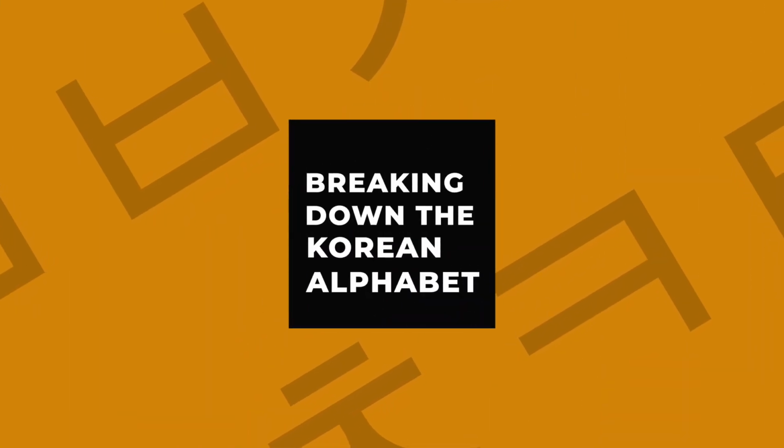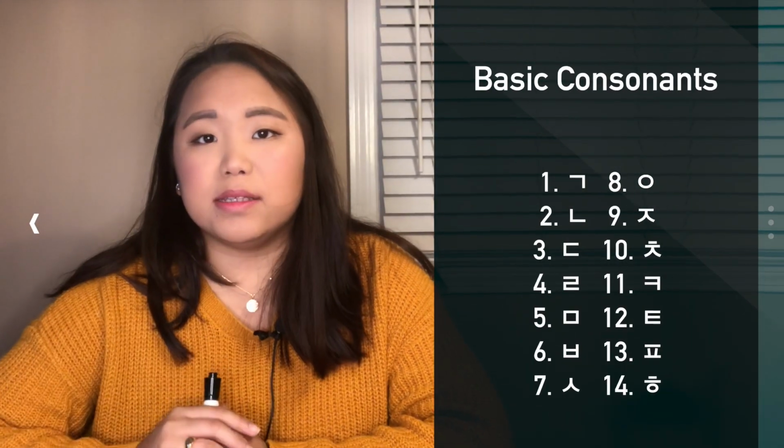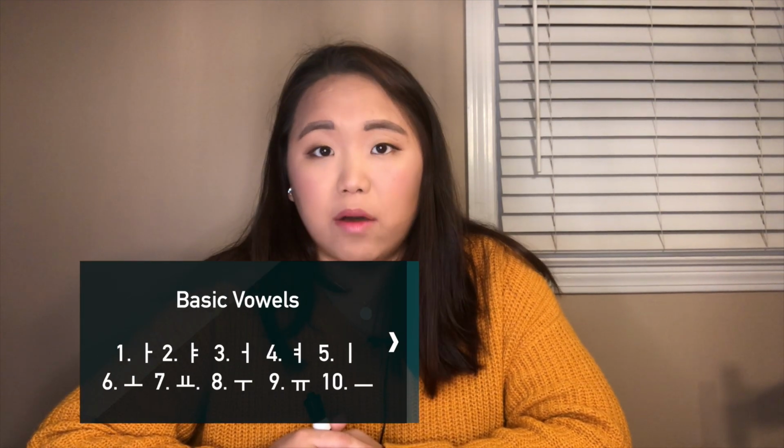So let's get started. Just like the English alphabet, there are consonants and vowels. So the Korean alphabet also has consonants and vowels. The Korean alphabet has 14 basic consonants and 5 double consonants, which makes a total of 19 consonants. The vowels get more difficult, but there are 10 basic vowels and 11 compound vowels, and those make a total of 21 vowels. So we have 19 consonants and 21 vowels.